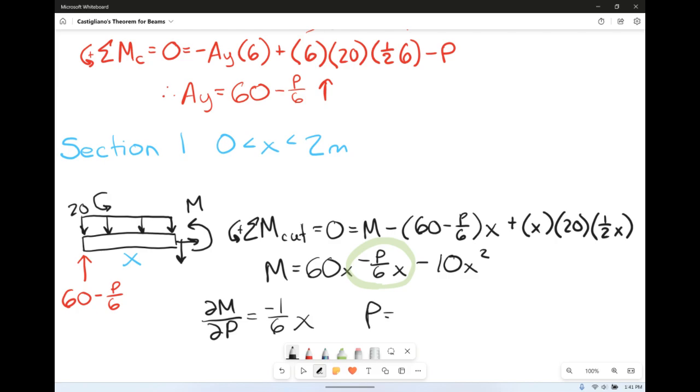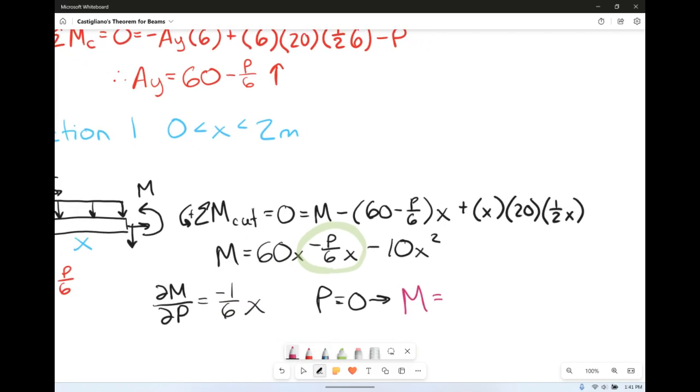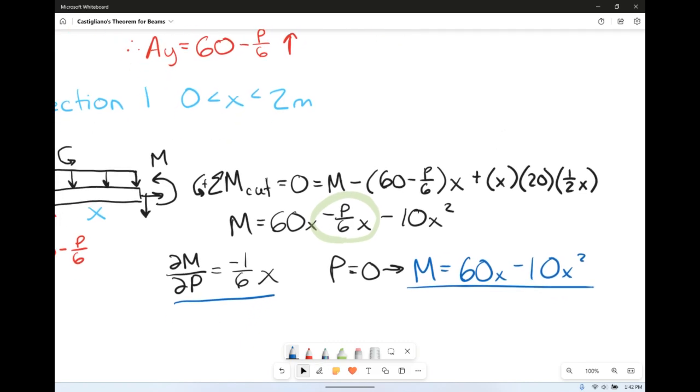And if we set P equal to 0, we're going to get our actual moment equation being equal to 60x minus 10x squared. Maybe we shouldn't write it in that color. We'll put it in blue. So M is equal to 60x minus 10x squared. So there is del M del P, and there is our M equation as well.